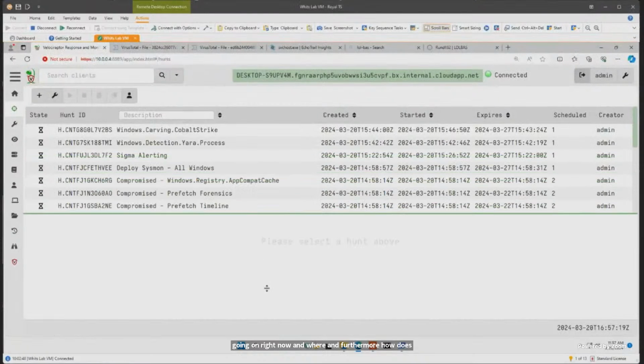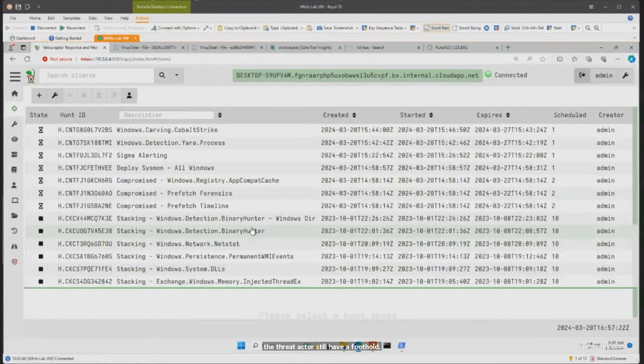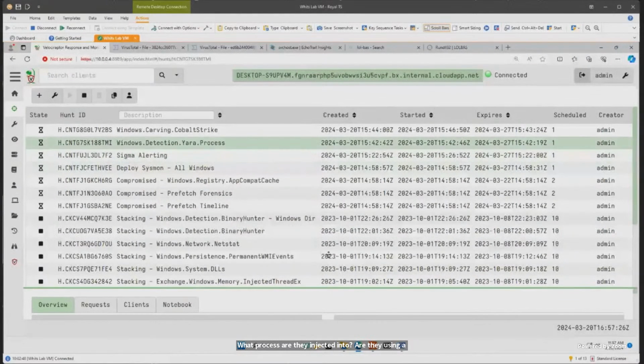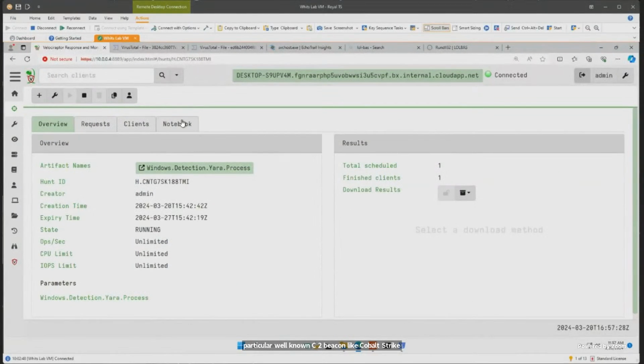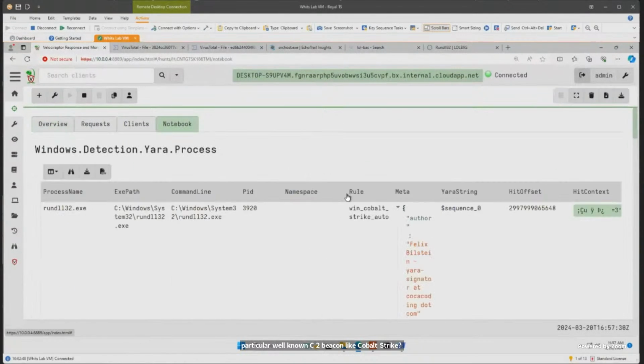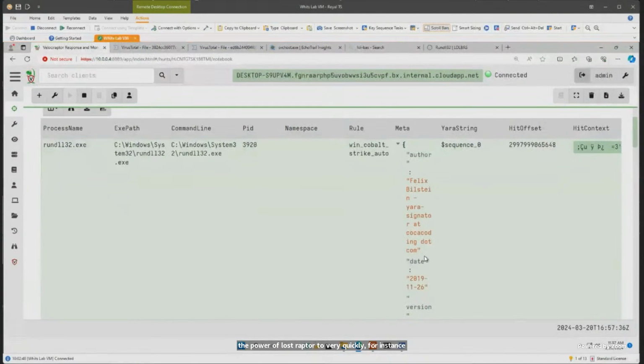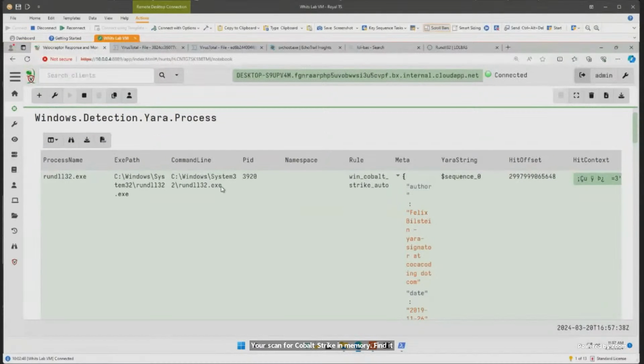What process are they injected into? Are they using a particular well-known C2 beacon like Cobalt Strike? And we answer all these questions. We go through using the power of Velociraptor to very quickly, for instance, YARA scan for Cobalt Strike in memory, find it exactly where it is, injected into one of our LOLBins.